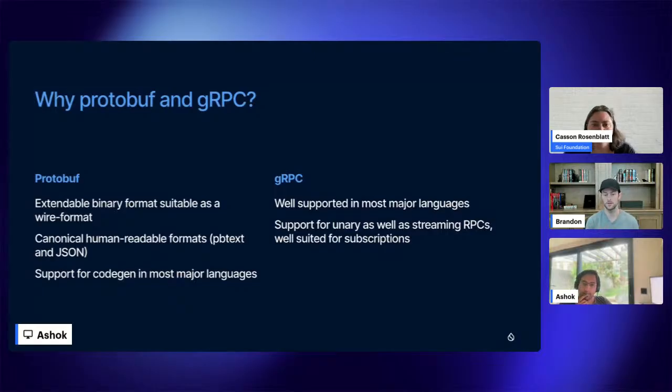And there's great code gen support for most major languages, so you can automatically take the schema that we have and be ready to go in basically most modern languages. And gRPC, in the same vein, is well supported in most languages today. You can code gen and get client support in various languages, and it's very well built for unary RPCs as well as streaming RPCs, which will suit us very well when we introduce robust subscription APIs.